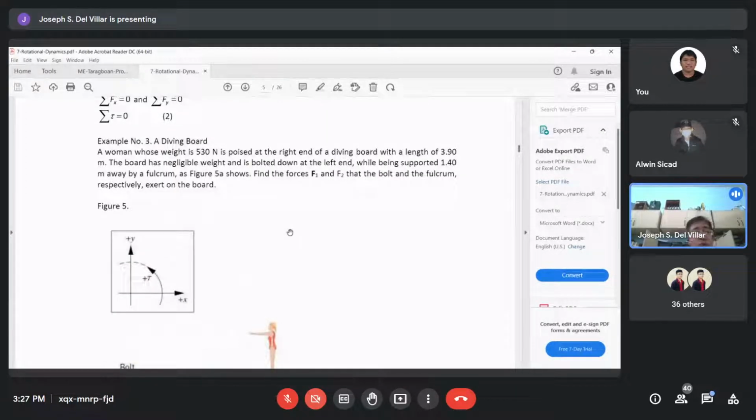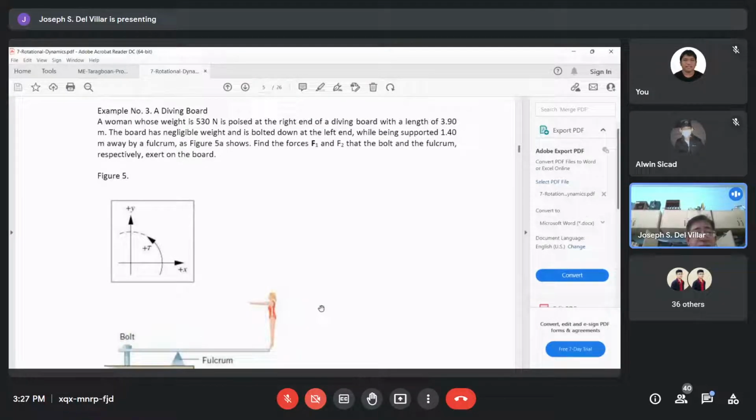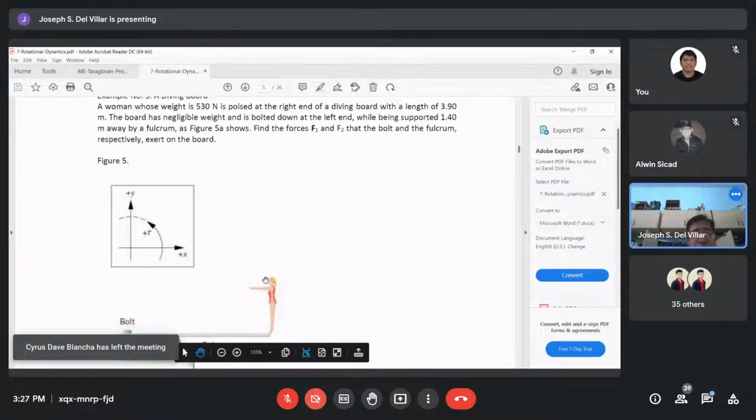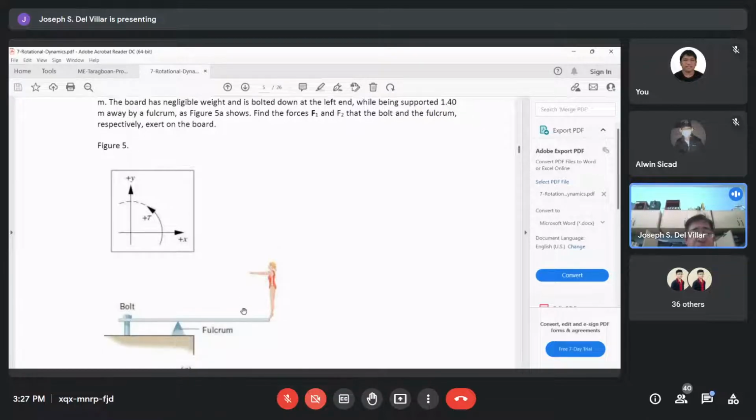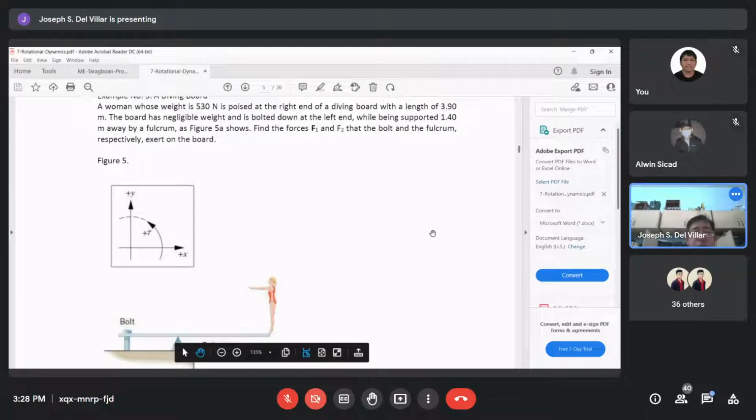Okay. A woman whose weight is 530 newtons, this one, is poised at the right end of a diving board with a length of 3.9. So, yung length nitong board, mula dito sa bolt, naka-bolt part, no? Hanggang dun sa dulo ng kinatatayuan ng woman, so that is 3.9 meters. Okay? Now, the board has negligible weight. So, meaning to say, we do not consider the weight of the board. We just ignore it.